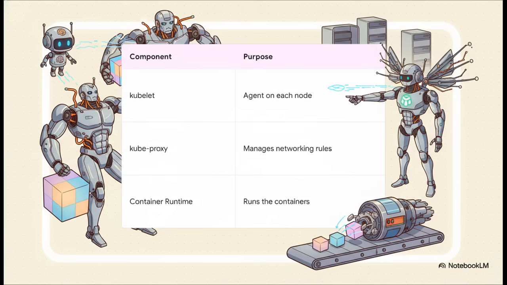And now for the worker nodes. These are the actual machines, the muscle, where your applications get to live and breathe. Each one of these nodes has a kubelet, which is a little agent that's constantly chatting with the brain, the control plane. It's also got a kube proxy for sorting out all the networking rules, and of course, a container runtime. You've probably heard of Docker or containerd, which is the engine that physically runs your container.